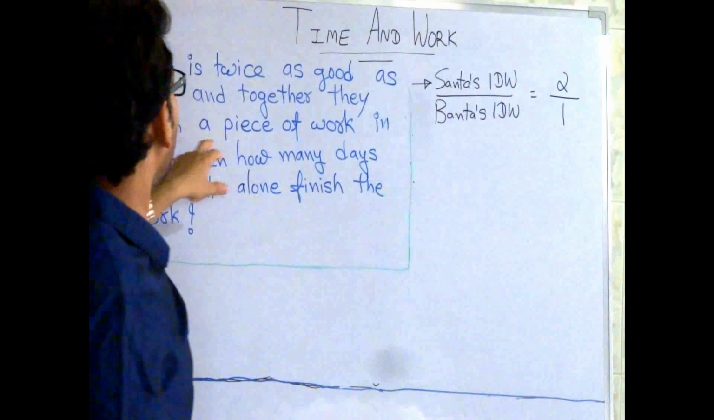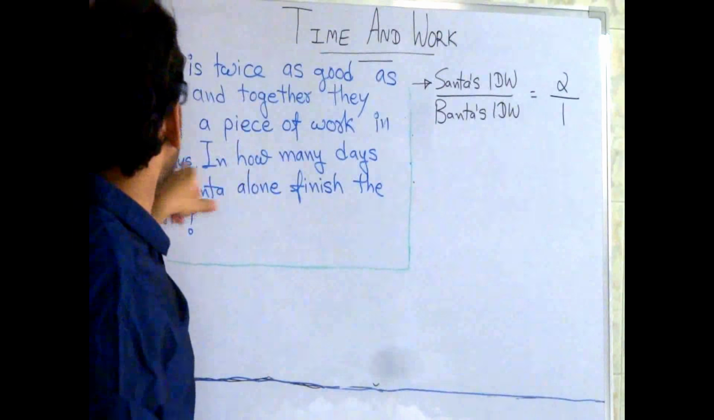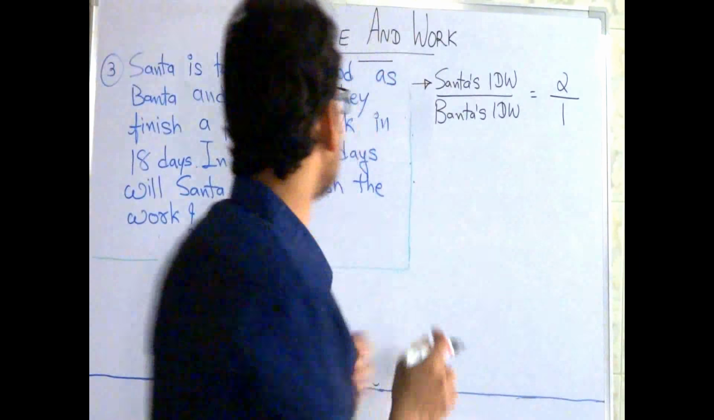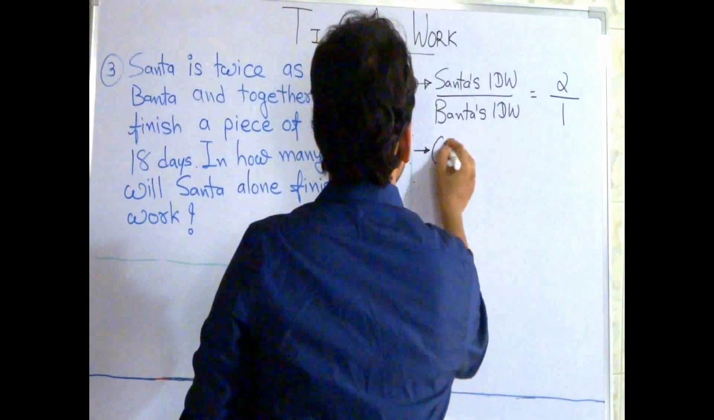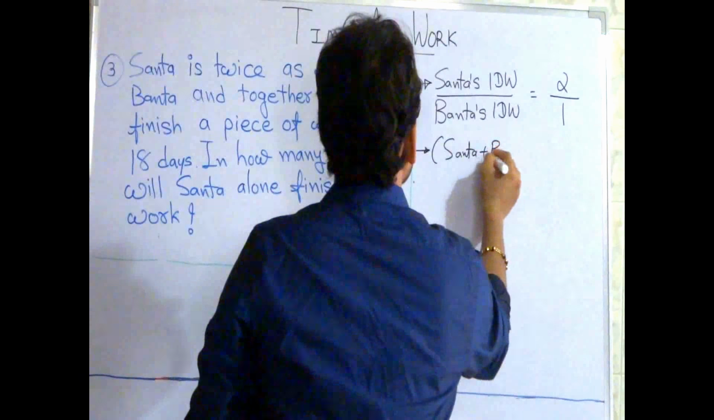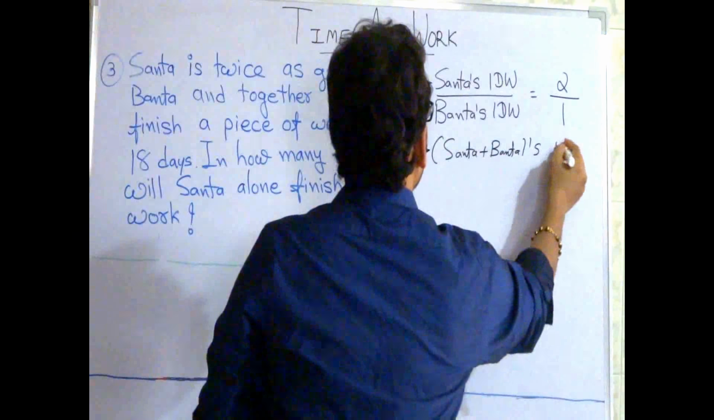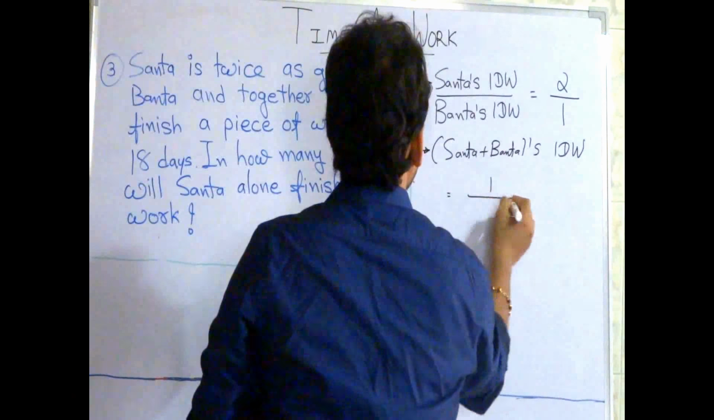Okay. Now the second input: together they finish a piece of work in 18 days. So for the second input, Santa plus Banta's one day work is 1 by 18.